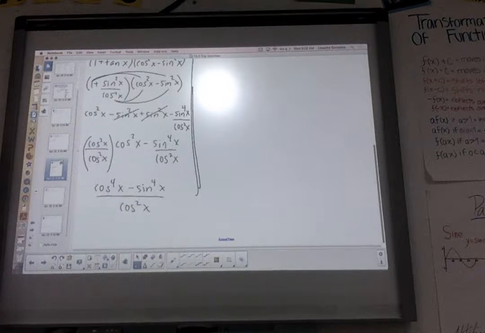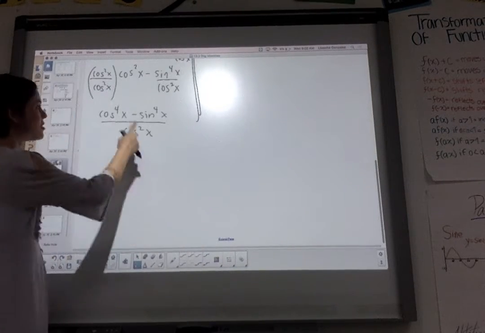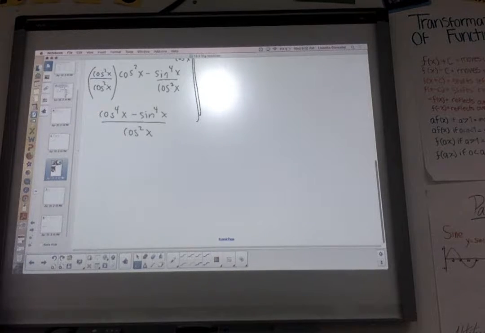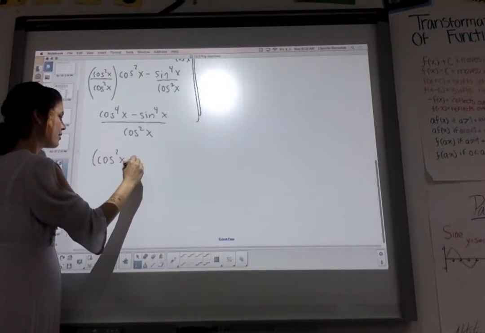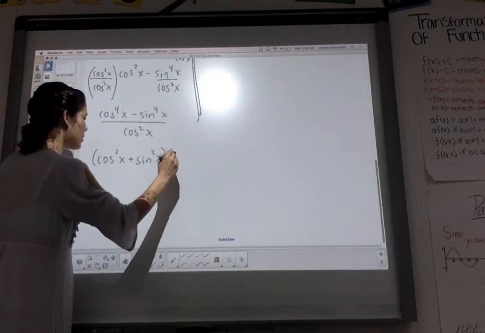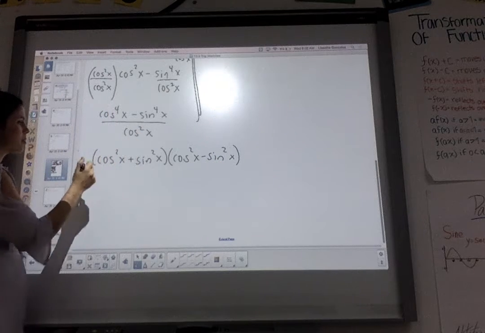Because now you can cancel. No, you can't, because it's subtraction. This is a difference of squares though. I think we're going in circles. I'm not sure what's happening. I'm just going to try something. Difference of squares, that's what I'm doing.